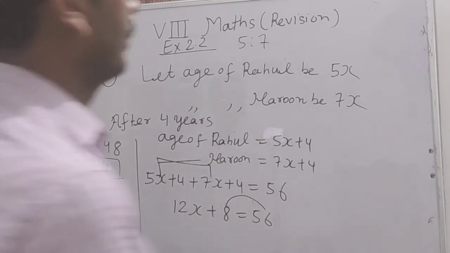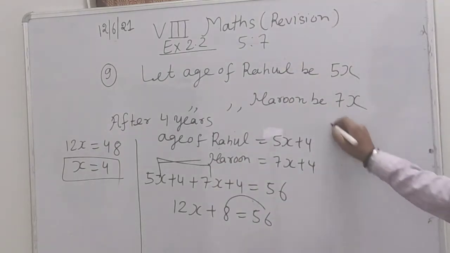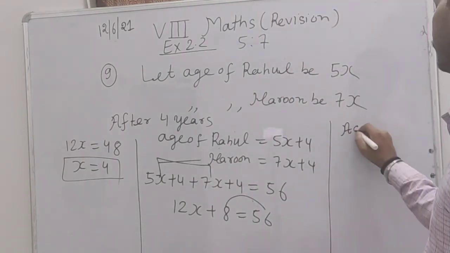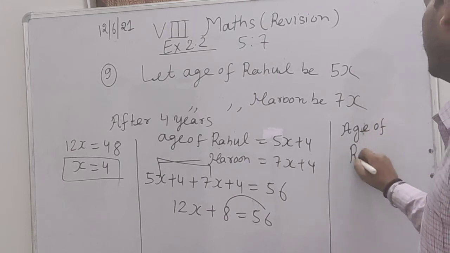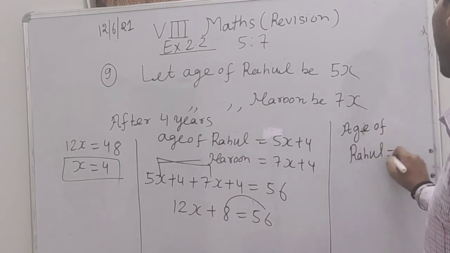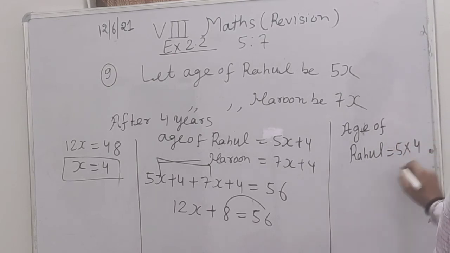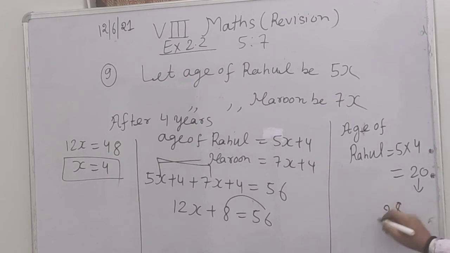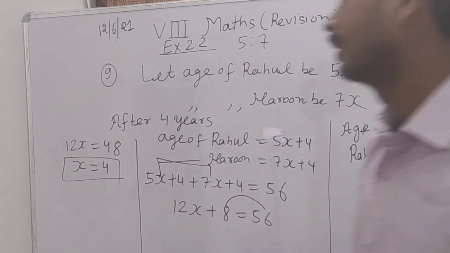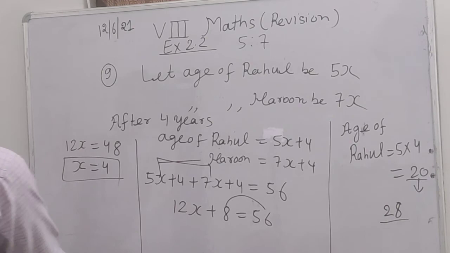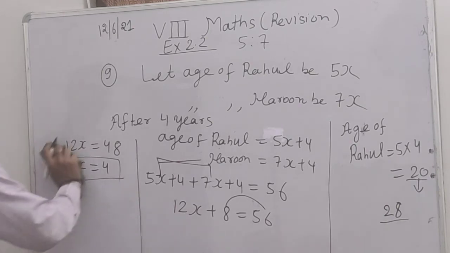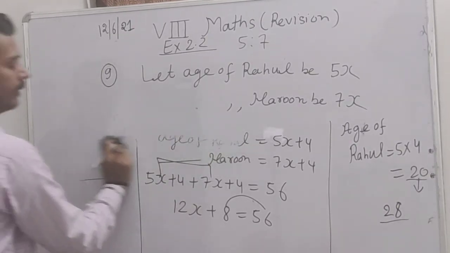For the age of Rahul, 5 into x, and the value of x is equal to 4, it means 20. And the age of Harun will be 28. So the ages will be 20 and 28. Now, how to verify this answer? 20 and 28 is our required answer.